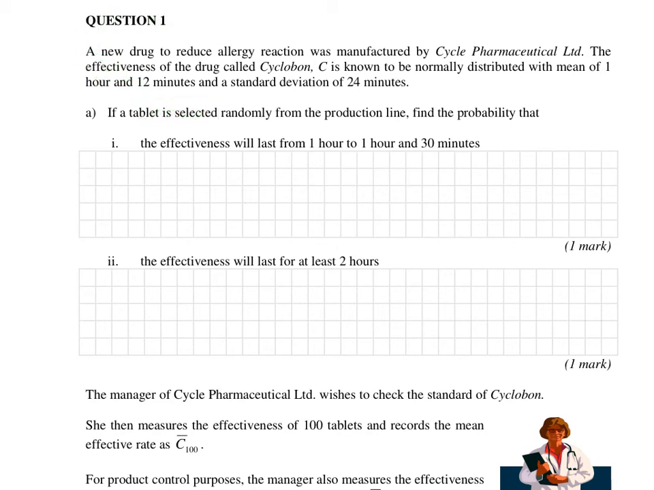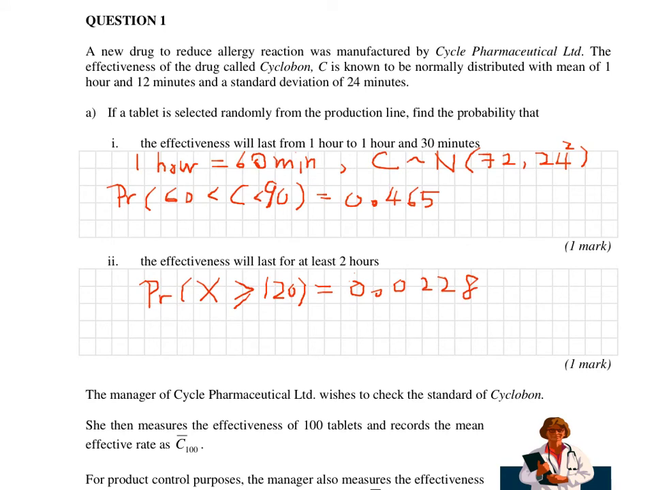So finally, just coming to the first question. What I'm going to do is write all answers from part A until part D, and briefly explain later. The random variable C is distributed normally with mean 72 and standard deviation 24, given right here. Recall that 72 is because 1 hour 12 minutes is the mean. So the probability of between 60 and 90 is this one, and the probability of x greater than 120 will be this one by technology.